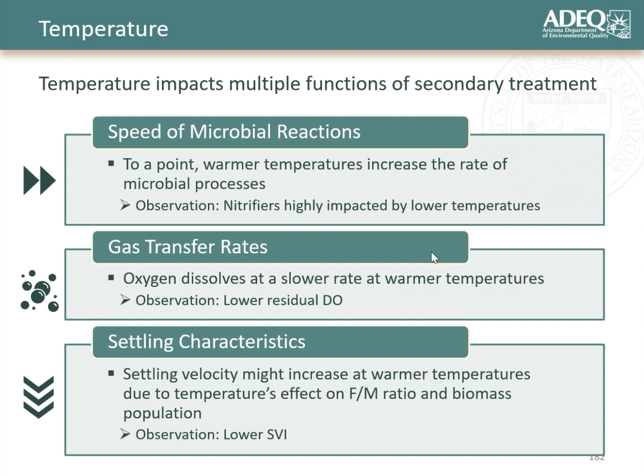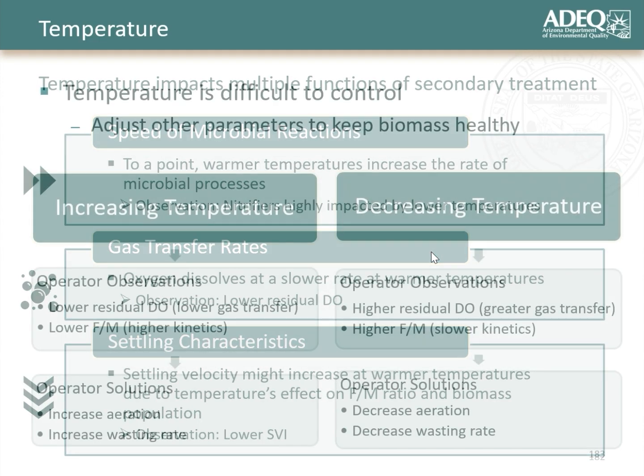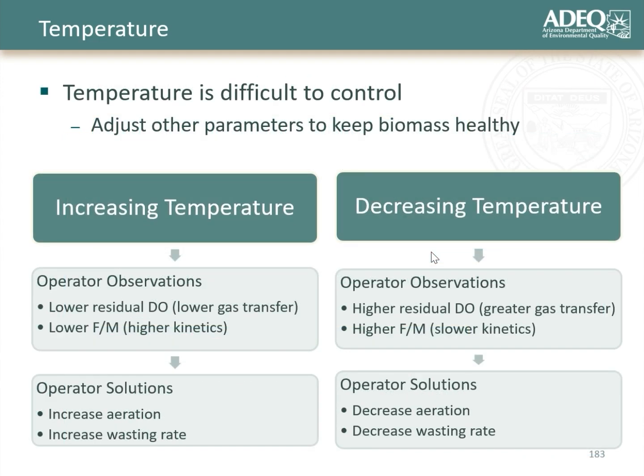But in addition, with warmer temperatures, you also have better microbial growth, better yield for the bacteria, and that can then mess up your food to microorganism ratio if you're not paying attention to your mixed liquor suspended solids concentration, your aeration system. So just another thing to consider there as well. And as you decrease your food to microorganism ratio, that can impact your SVIs as well, which can then also impact settling.